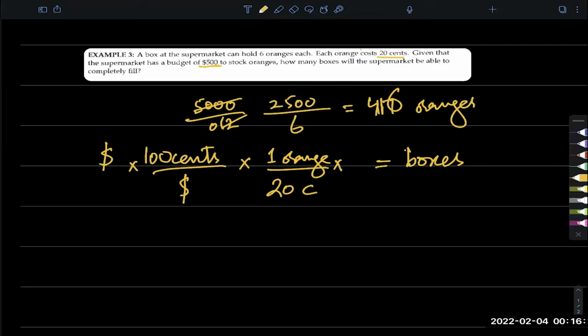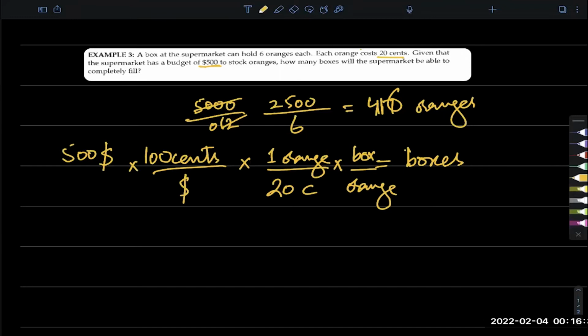And then I'm going to convert how many oranges? So 6 oranges per box. Or I can say that there's going to be one box per orange. So what's the relation? Box has oranges. Oranges cost cents. Cents are dollars. That's the relation. Okay. Now when I do this, I have $500.